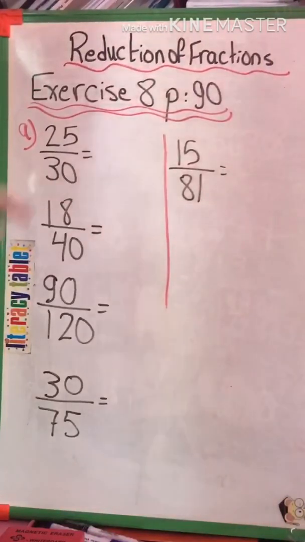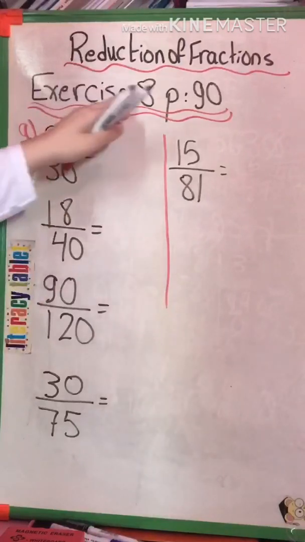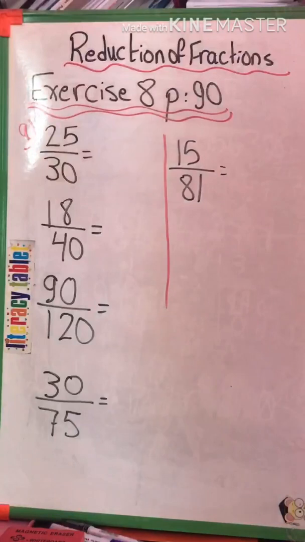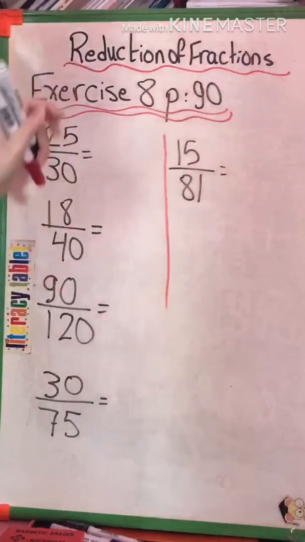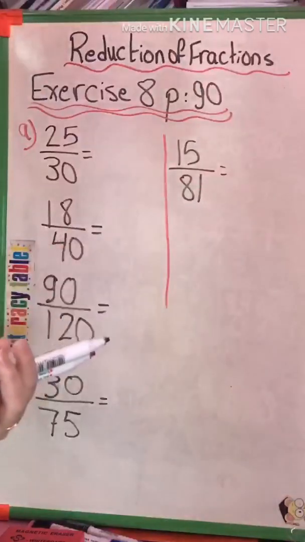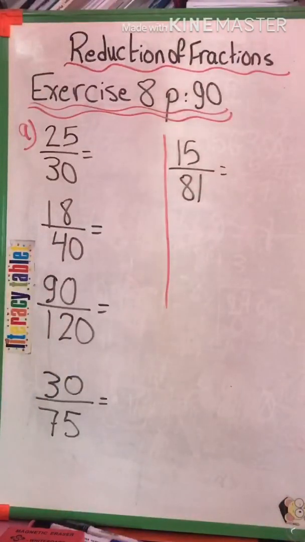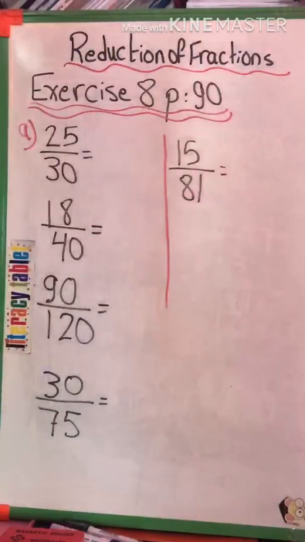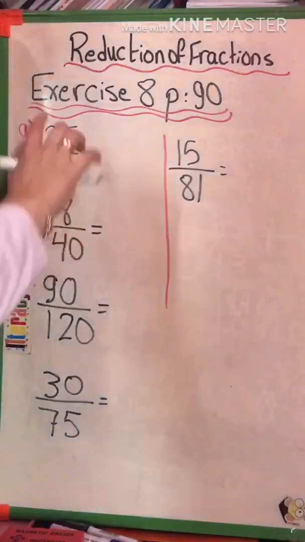Today we are going to continue our lesson, which is reduction of fractions, by correcting exercise 8 page 90. Simplify each of the following fractions. We said that simplify is to make the fraction smaller. How to make it smaller? By division. In this exercise I'm going to use the first method, which is successive division. It means I can simplify in more than one step. Let's start with the first one.